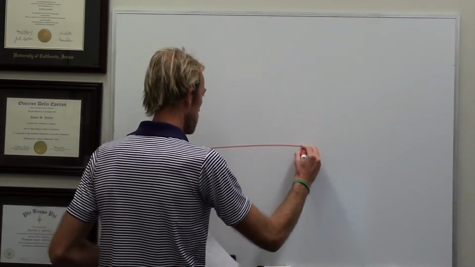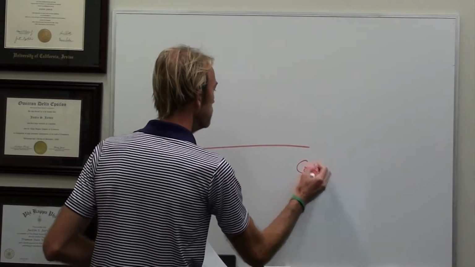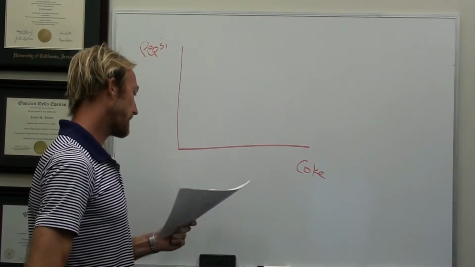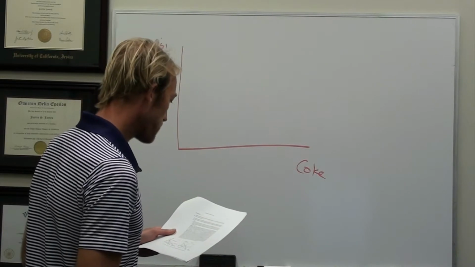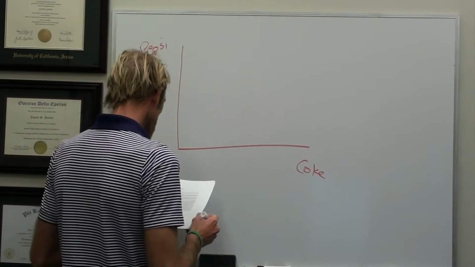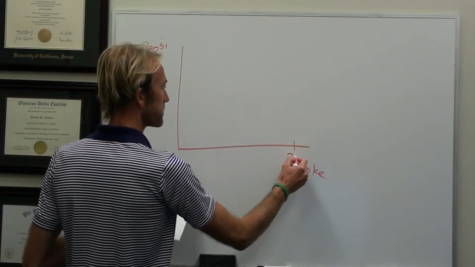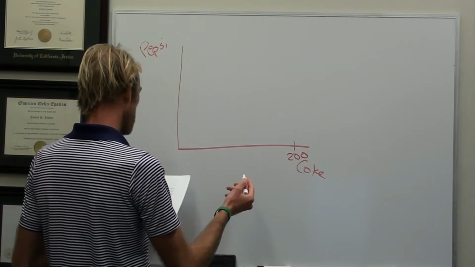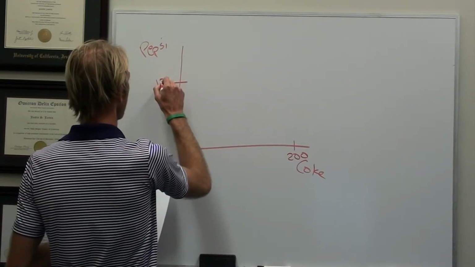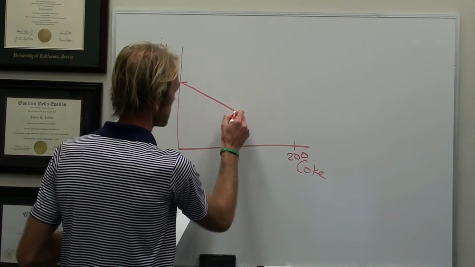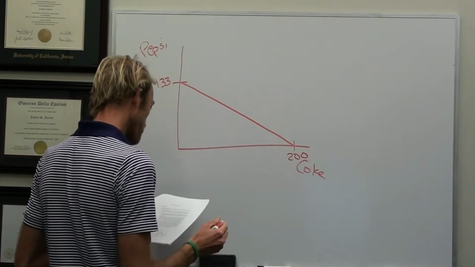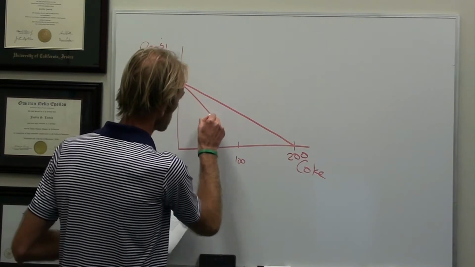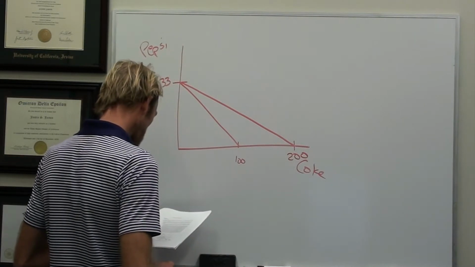All right, so we have Coke, we have Pepsi, and let's see here. Originally, Coke is 50 cents a can and Pepsi is 75 cents per can. So the maximum amount of Coke at the original price is 200, and the maximum amount of Pepsi is $100 divided by 75 cents, which is 133. Okay, so this is your original budget constraint. And then when Coke goes up to $1 per can, now I can only afford 100 of it. So my budget constraint rotates inward like this.